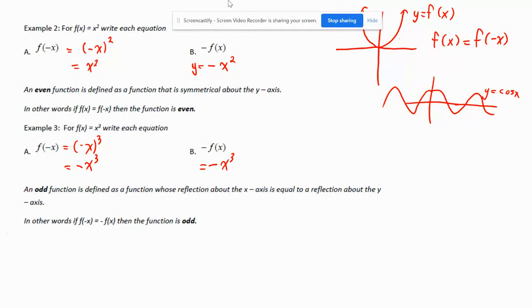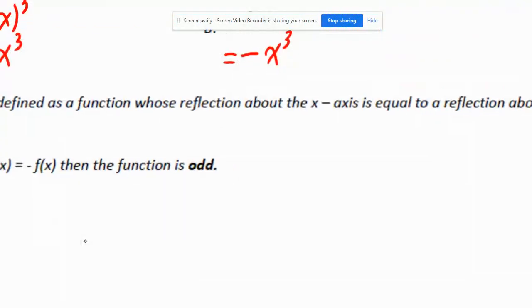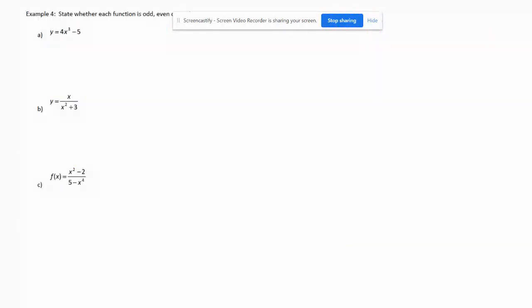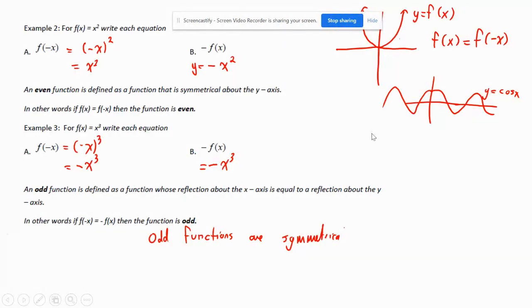A little bit more terminology here. Sometimes we say that odd functions are symmetrical about the origin. All right, so this is the kind of terminology that we use for odd functions sometimes.